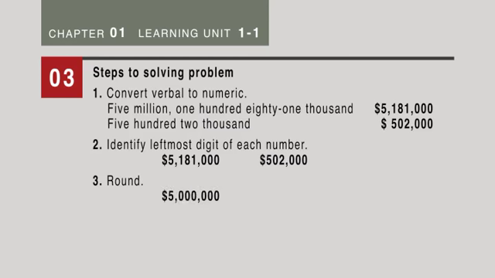As for the 502,000, identify your leftmost digit, which is 5. Look to the right, it's a 0, so everything becomes 500,000.